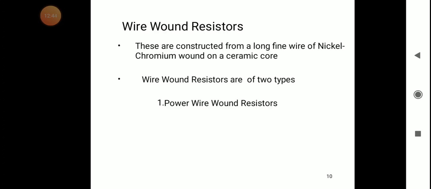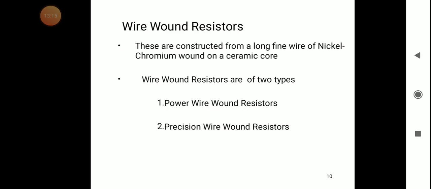Another type is wire-wound resistors. Wire-wound resistors are constructed from a long fine wire of nickel chromium wound on a ceramic core. That's why it is called a wire-wound resistor. Here we are using nickel chromium wire.